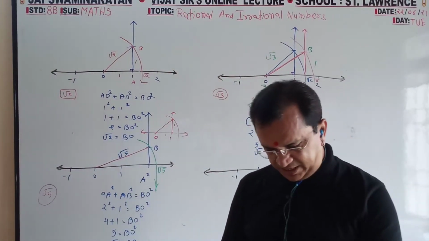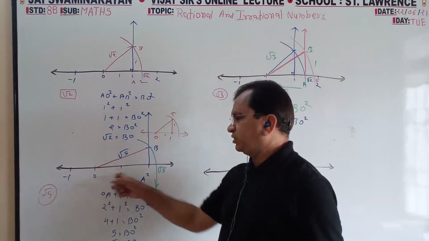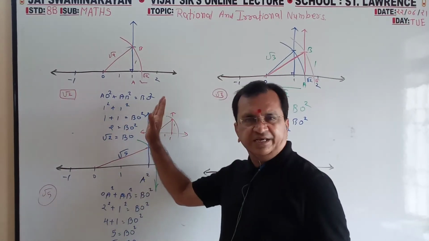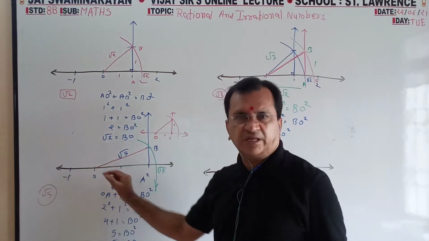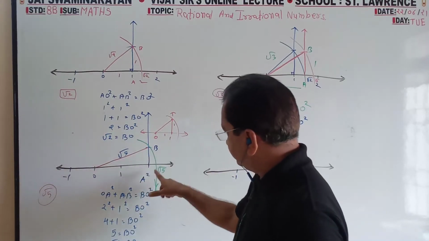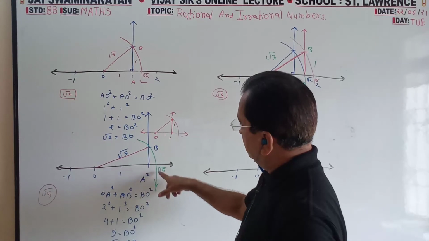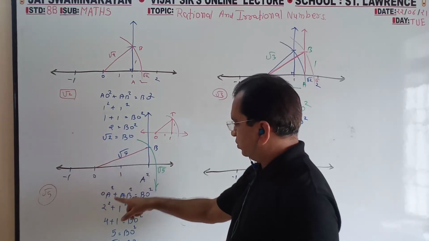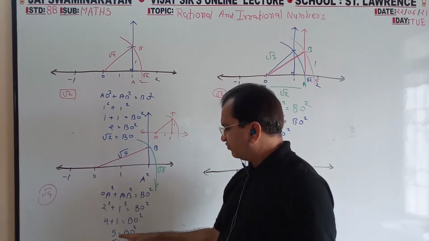Again I am explaining. Take 2, 3 centimeters, 3 centimeters, 1 and 2. Then draw 90 degrees. Then again 1. Then join this. Then cut this. This is root 5 on a number line. So 2 square, 1 square: 4 plus 1, 5, under root 5.